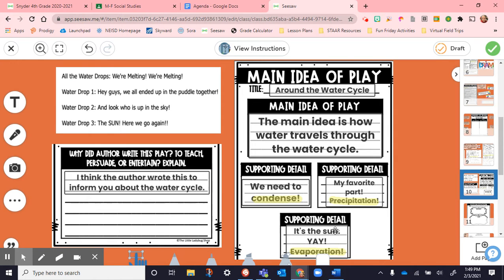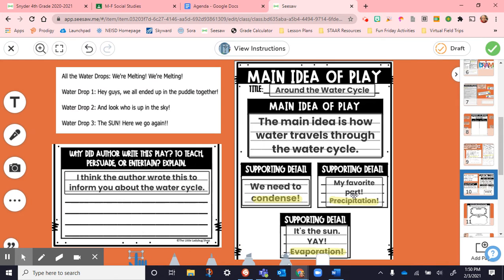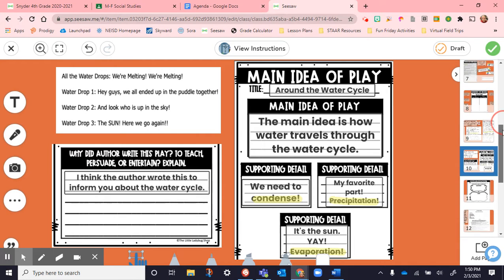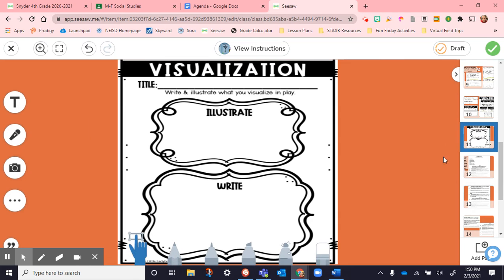And then we had some sentences that we pulled from the text where we saw some of those keywords that we had learned when we learned about the water cycle: evaporation, the part when they condense and start forming into a cloud, and then precipitation. So we pulled out some of those sentences, and those were our supporting details for why we said that this is what the text was about. Students had page 11 for independent work.